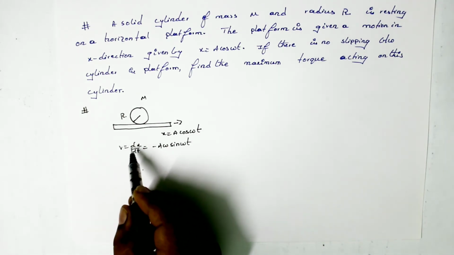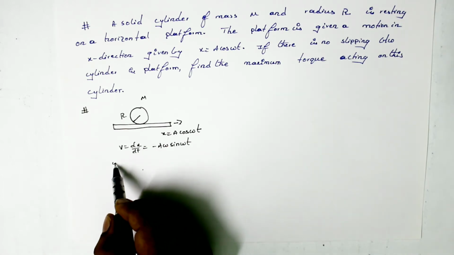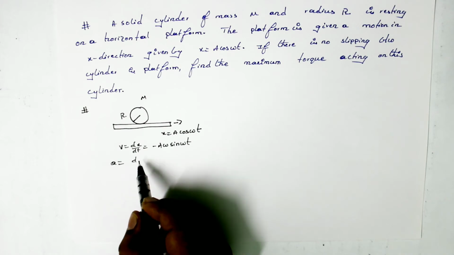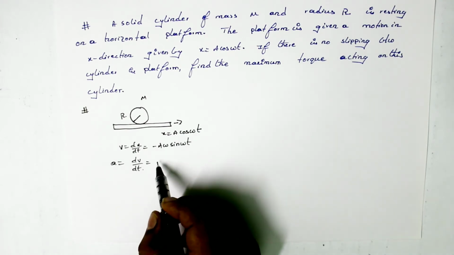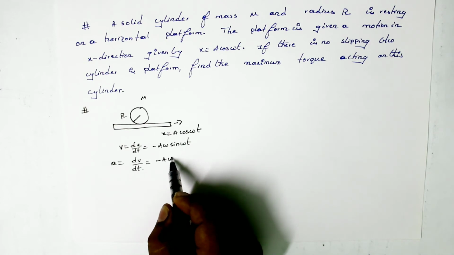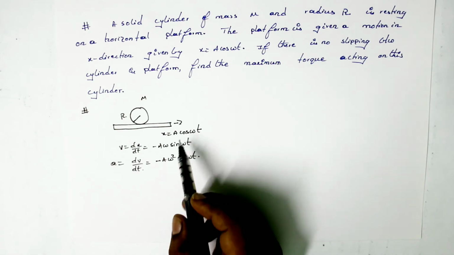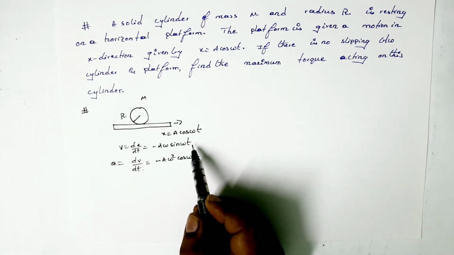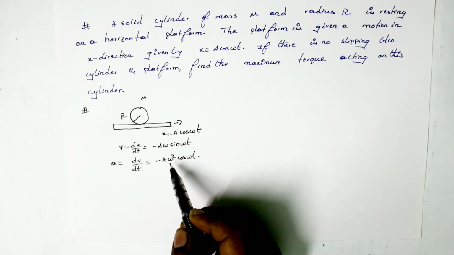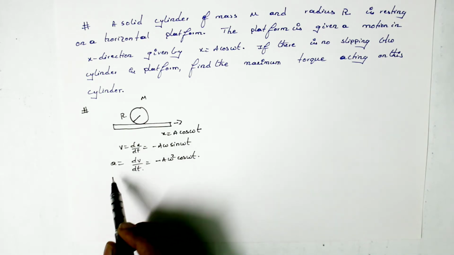Further, if I differentiate this velocity equation with respect to time, then I will get acceleration. The acceleration is equals to dv divided by dt. So this I will get minus a omega square cos omega t. Again, differentiation of sine theta is cos theta, and omega t also I have to differentiate with respect to time, then I will get one more omega. So minus a omega square cos omega t.